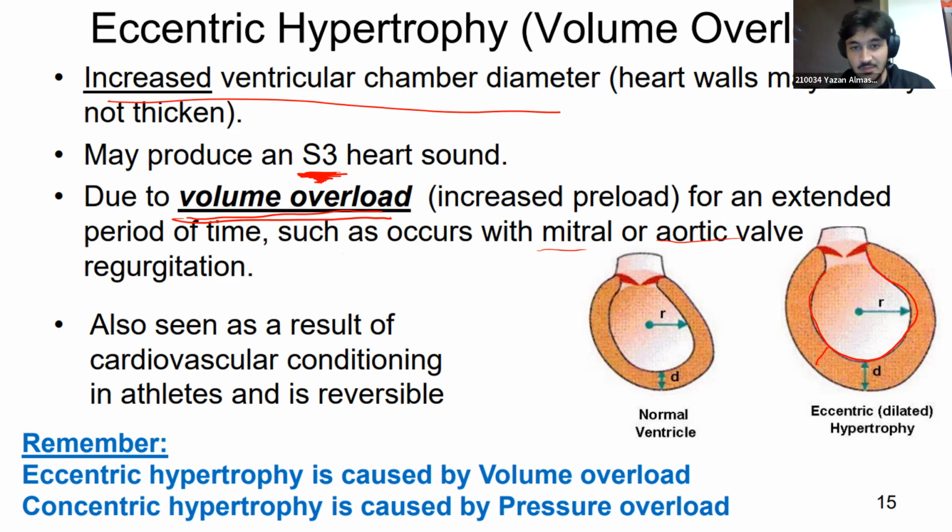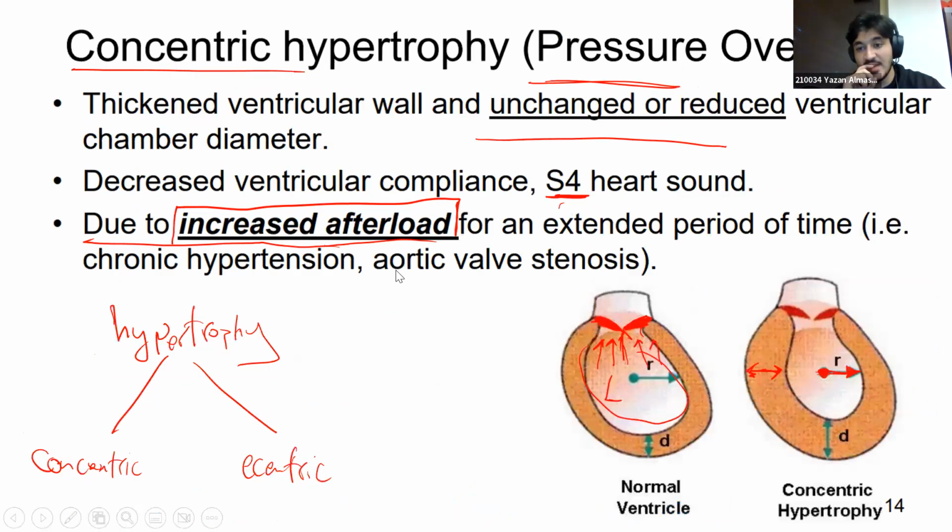Because in hypertrophy, this is any extra information, you don't need to know this. In concentric hypertrophy, we're going to have decreased compliance. What is compliance? It's the ability of the heart to fill. So we're going to have less blood here. Look, if we say we have this much blood here, when we have concentric hypertrophy, we're going to have much less blood.